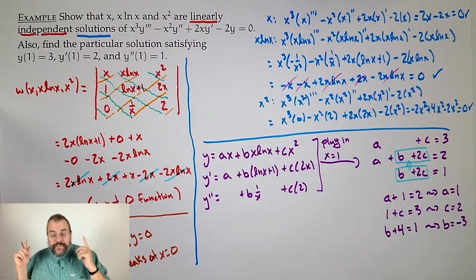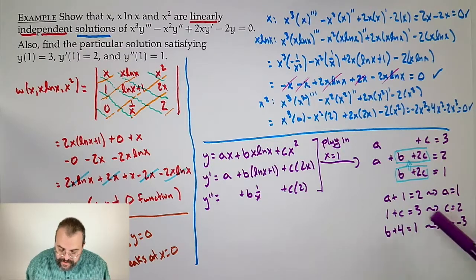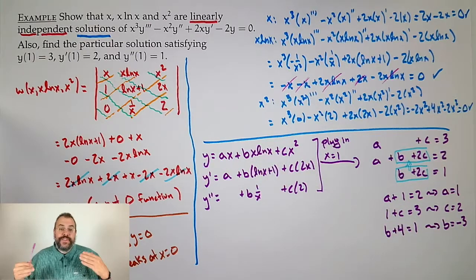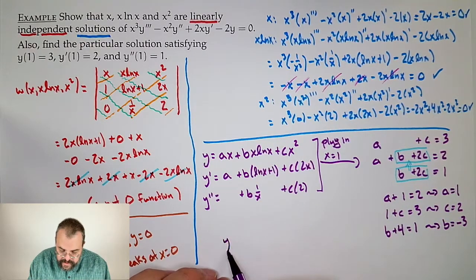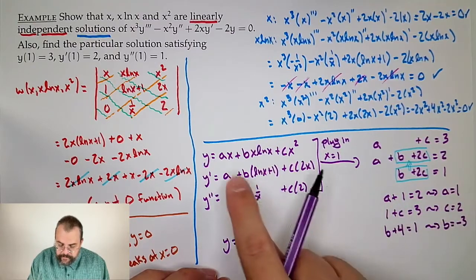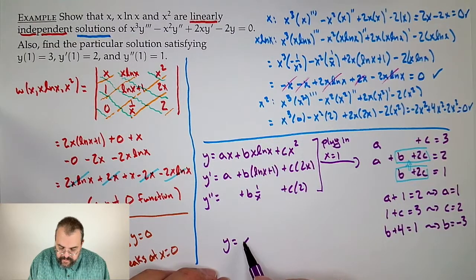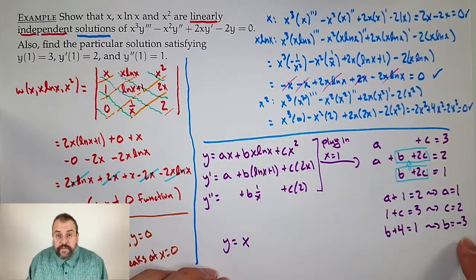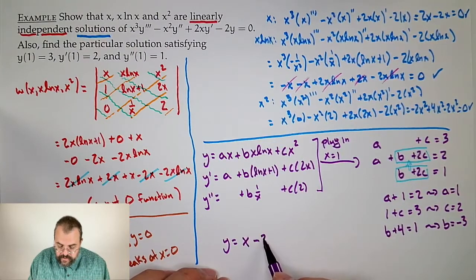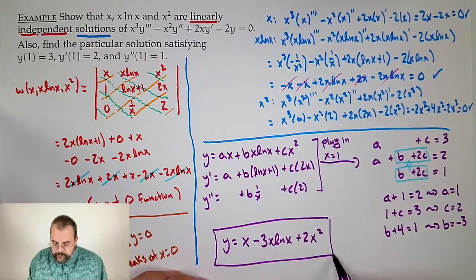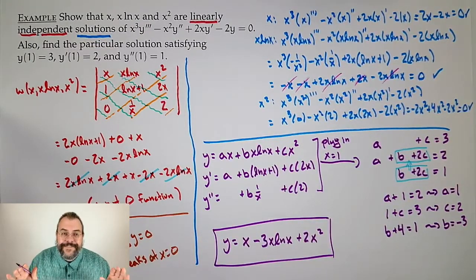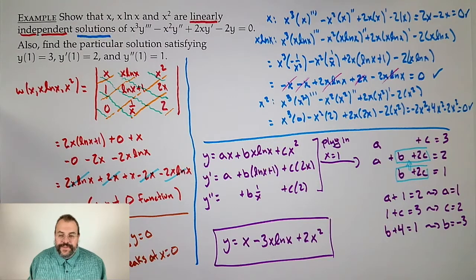Now, to finish it up, those are the coefficients, and we want the solution. So the solution is a function. Our answer would be y equals a times x, so that's going to be x, plus b times x log x, so b is minus 3, so that's minus 3x log x, and c times x squared, so plus 2x squared. And we're done. We did it. We found our particular solution.